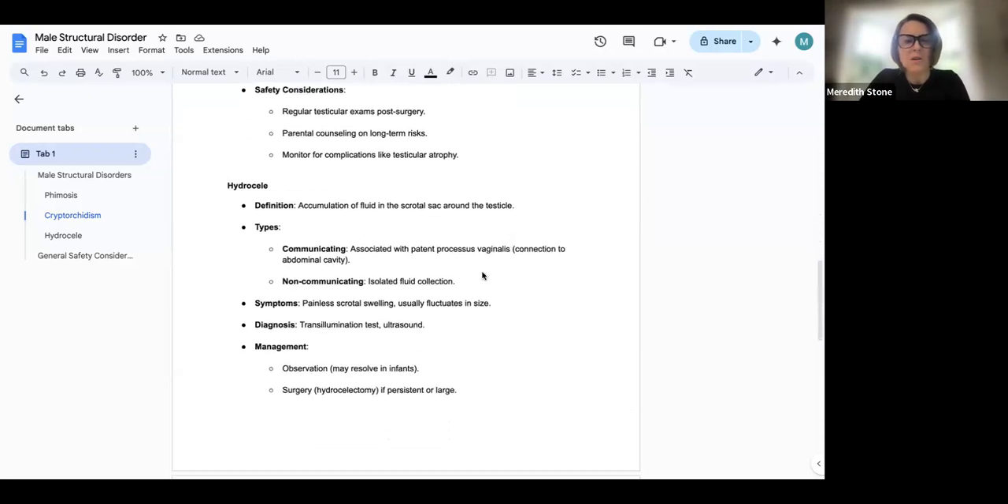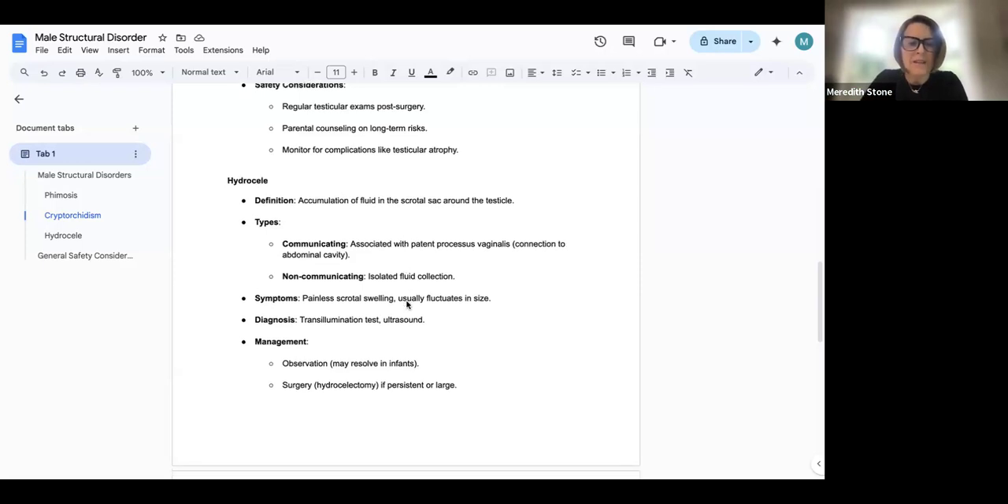And lastly is hydrocele. So hydrocele is when there's fluid in the scrotal sac around the testes, okay? And you can have two different types. Don't worry about that. But typically symptoms are just going to be painless scrotal swelling. So usually you're just going to see that enlarged scrotum. They do what's called a transillumination test. They do ultrasound, and with the transillumination test they can see when there's a buildup of fluid in there.